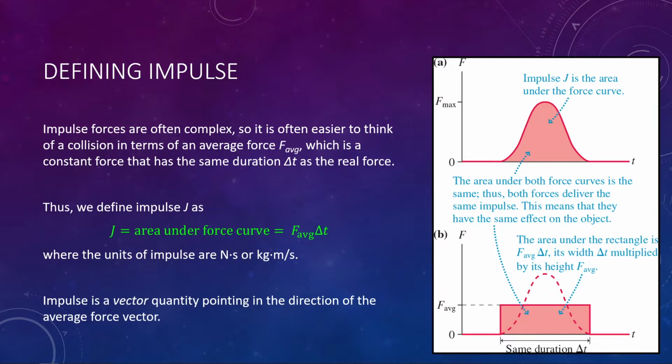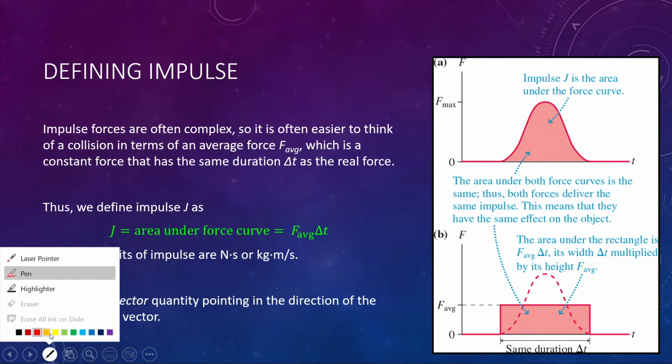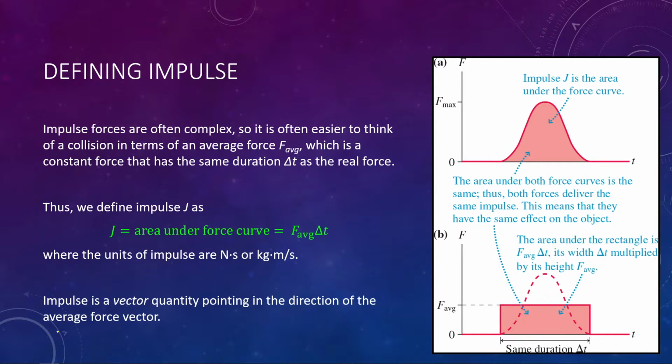Sometimes it will be a common shape that you can take the area of. It could be a rectangle, it could be a triangle. You can take the areas of those, but not if it's curved. So looking at this equation here, we should see that we have a new term, impulse, which means we're going to have new units.